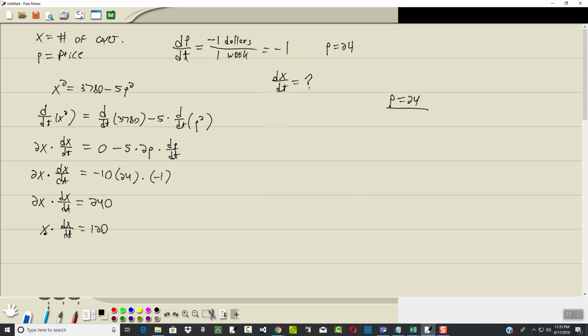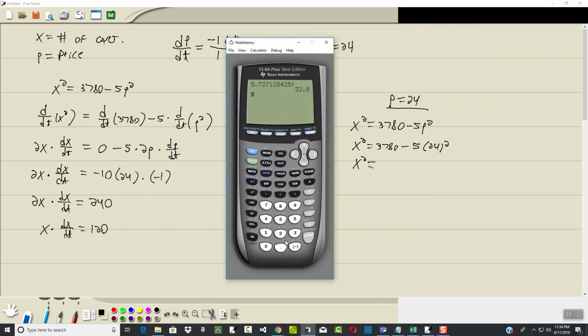We don't appear to have x. Well, we got an equation here that says x squared is equal to 3780 minus 5p squared. So if we're given the p, which is 24, I'm going to have 24 squared. So I'm going to have 3780 minus 5 times 24 squared, which is 900.